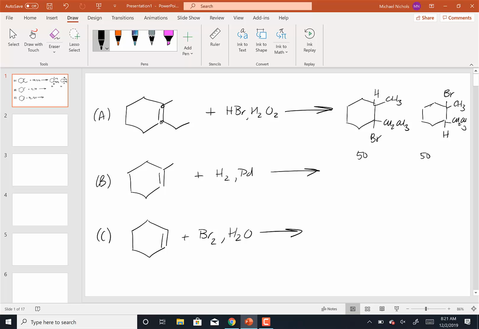So is this stereoselective? No, because it's 50-50. Is it regioselective? It's not regioselective if this is 50-50. So this one is neither. It's neither stereo nor regioselective.